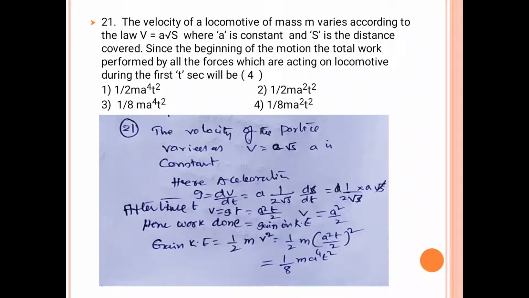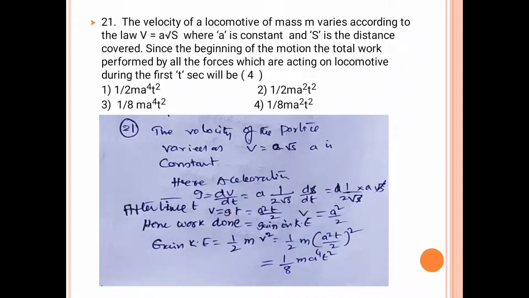Then after differentiation you will get v is equal to a square by 2. That means after cancellation of root s, only on the numerator a into a is available and in the denominator 2 is available. You have to know about this. As you people are MPC people, you might be knowing about differentiation. That's why v is equal to a square by 2. Here a is constant, that you have to keep in mind.